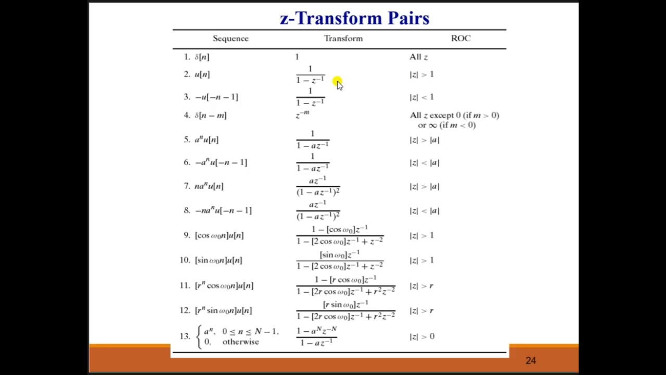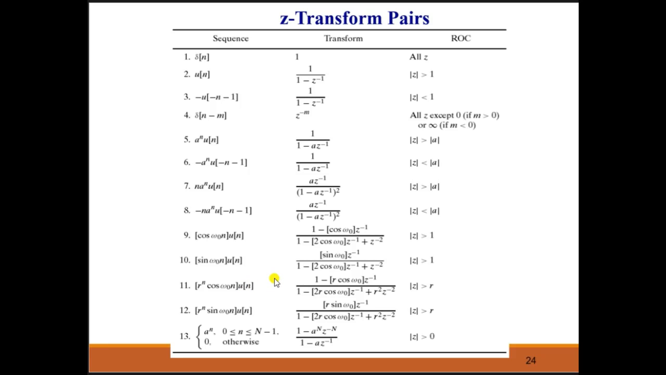And if let's say you are not given any ROC, or you are not told that this is a left-sided sequence or a right-sided sequence, or this is causal or anti-causal, then you have to use the first one in the table. For instance, if you're given a Z transform and it doesn't say which sequence you have to find, you just use the first sequence. This applies throughout the table.